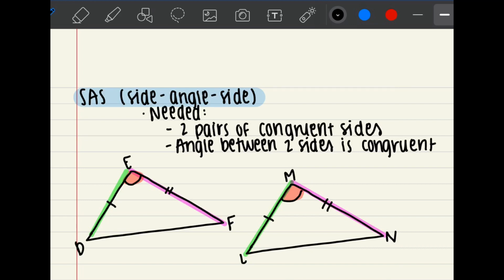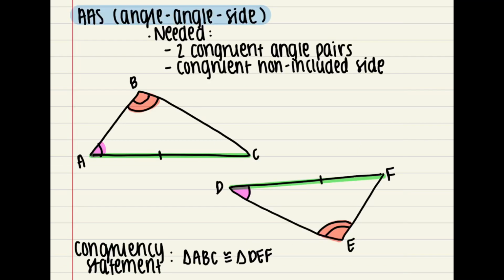Our third one is side, angle, side. And in this you need 2 pairs of congruent sides and the angle between them is congruent. So angle E and angle M are equal to each other, and then those sides that form it are also congruent. Our fourth one is angle, angle, side, and in this you need 2 congruent angle pairs. So you have angle A is equal to angle D, angle B is equal to angle E, and then that side has to be the non-included one, so the one not between them. It just has to be one of the others.